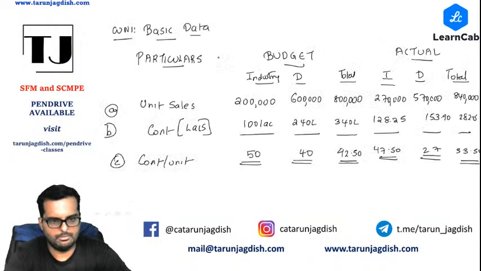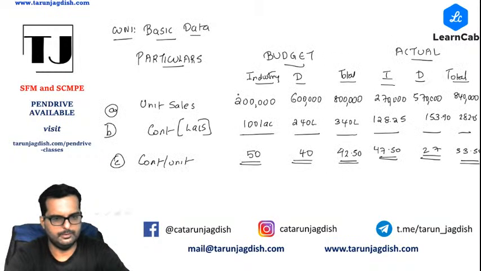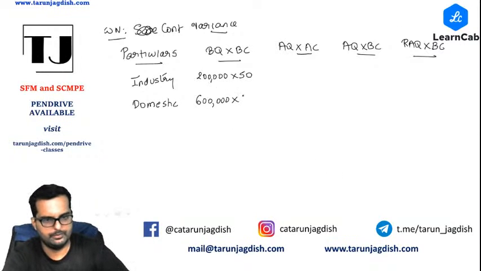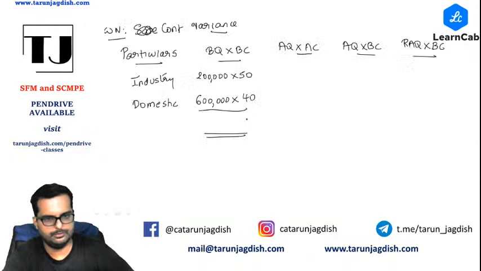I think we got the breakup data over here. It was budgeted quantity was how much? 2 lakh into 50, 6 lakh into 40, I think, right? 6 lakh into 40. This is BQ into BC. Actual quantity was how much? 2.7 into 47.5.